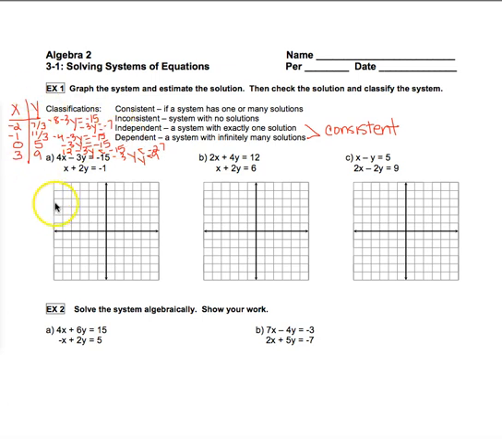So we've got a couple points here that we could definitely plot, and we can choose to change the scale if we want, but probably we don't want to.